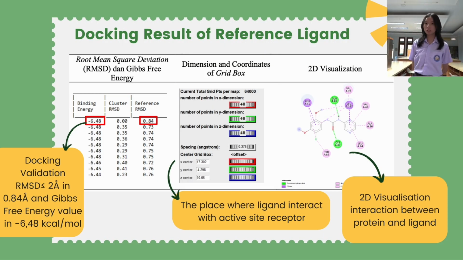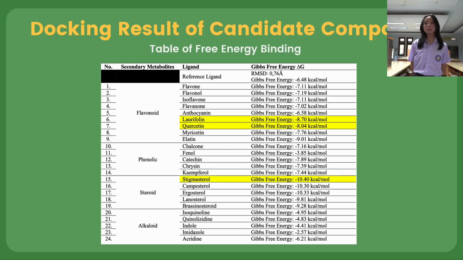So from the methodology, we proceed to the docking result of the reference ligand. In order to be considered valid data, the RMSD value has to be lower than 2 angstrom, and in this case we got 0.84. And then the Gibbs free energy value has to be negative in order to be considered valid, and here we got negative 6.48. We also have a control variable, which is the dimension and the coordinate of the grid box. This is the place where the ligand interacts with the active site of the receptor.